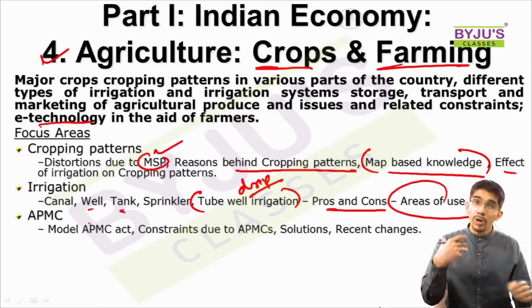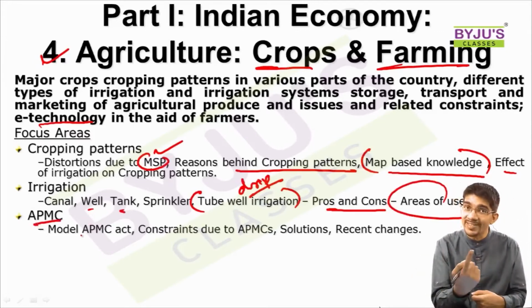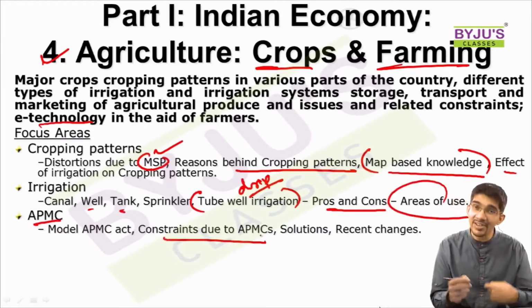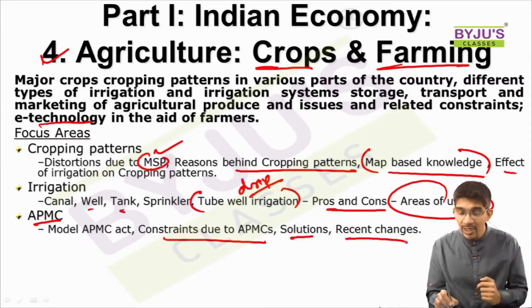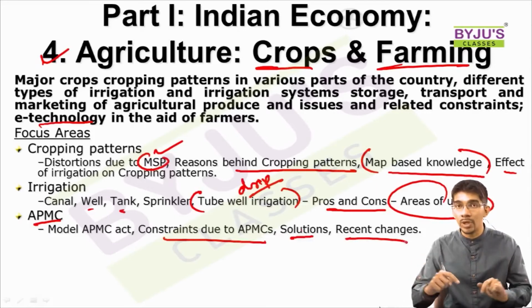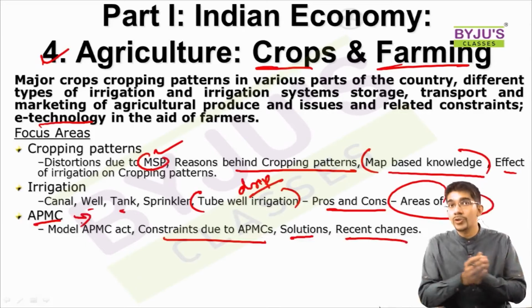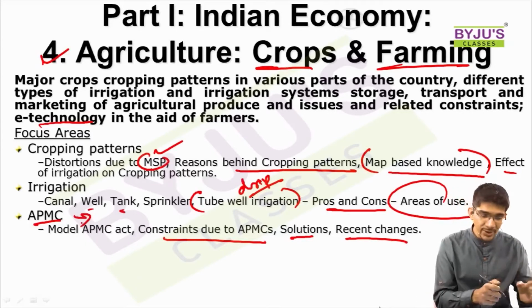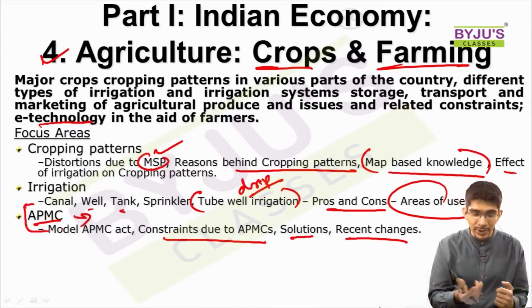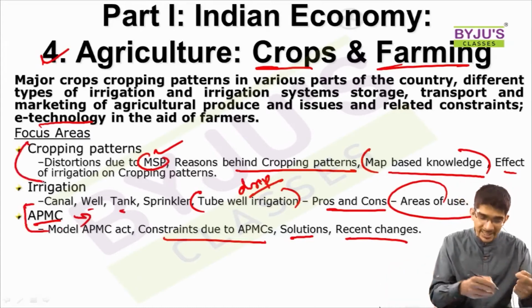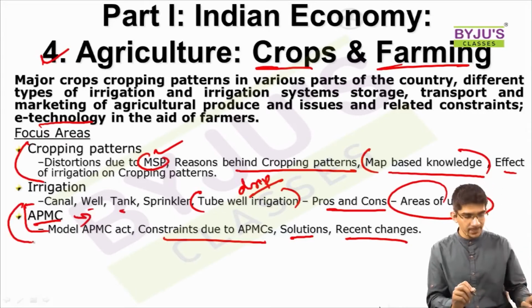Then we have to look at the policy areas: the APMC, the Model APMC Act, the controversies relating to the APMC Act. What are the constraints due to the existing policy framework? What solutions can we come up with? What recent changes are happening in the policy framework? This is primarily about how the farmers' products are brought to the market, the marketing aspect of it. So this area becomes about how to sell the agriculture produce. This is primarily about the production part. This is primarily about the distribution part. So both of them are focus areas.